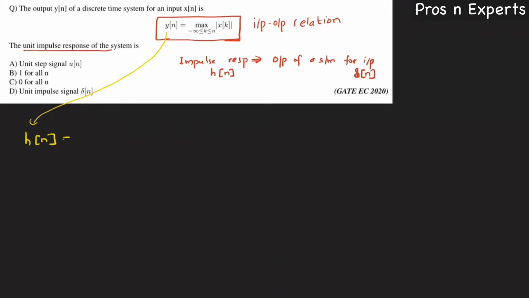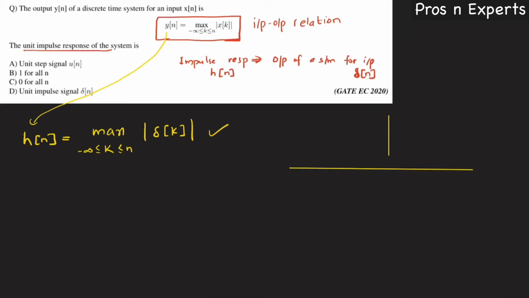h of n is equal to the maximum of mod of del of k. The input is del of k, right, for k defined as a value between minus infinity and n. Now analyze this equation. What is actually del of n? Del of n is a signal which is present only at n equal to 0.